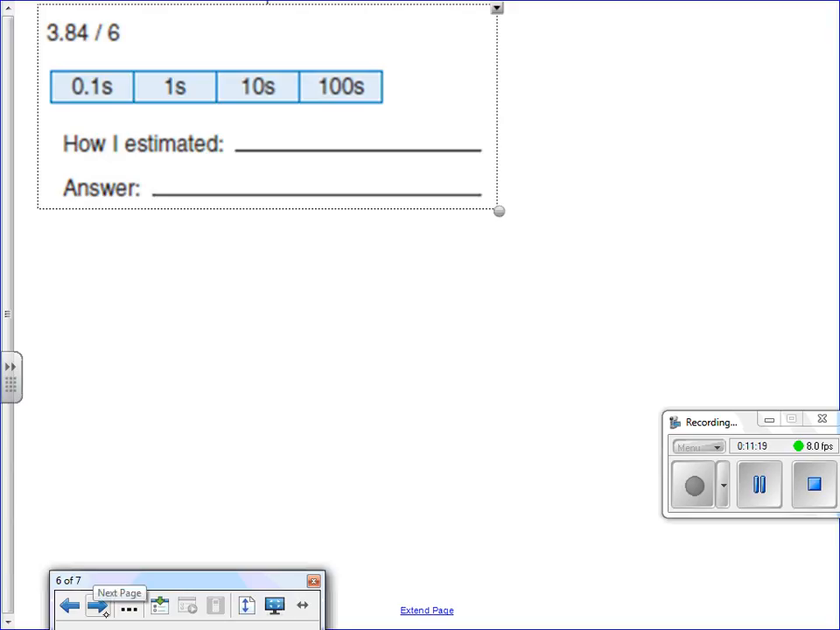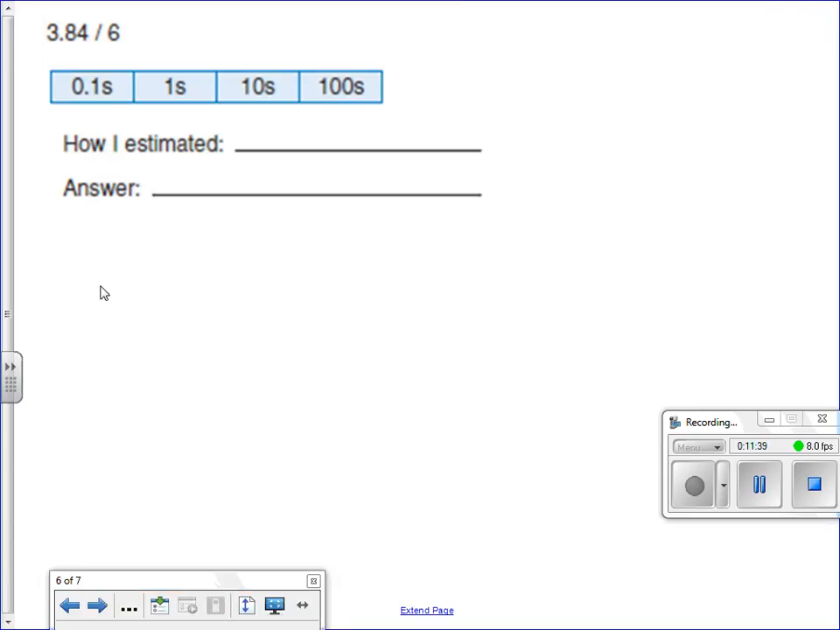Another problem here. This problem looks like fun. We have 3 and 84 hundredths divided by 6. So right now they're taking a small number and dividing it by a bigger number, which means we're going to have an interesting answer. So let's take a look here. This is a problem that kids in the past have really struggled with.